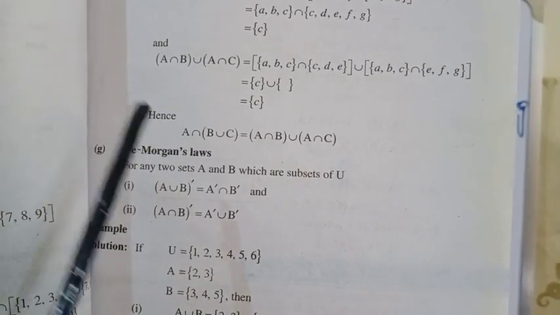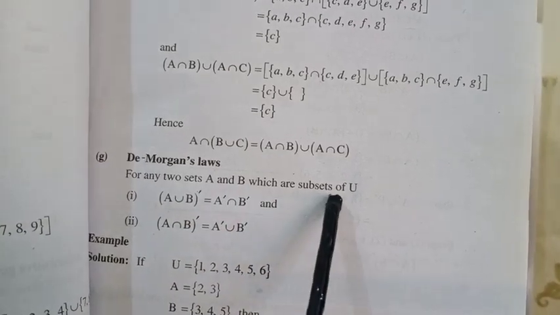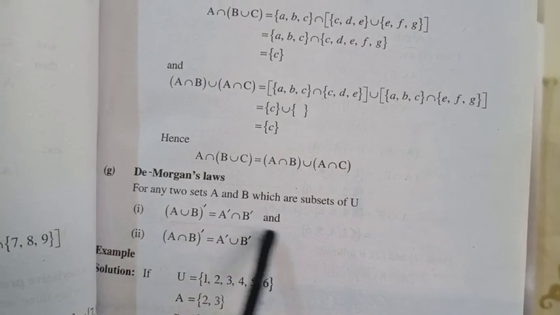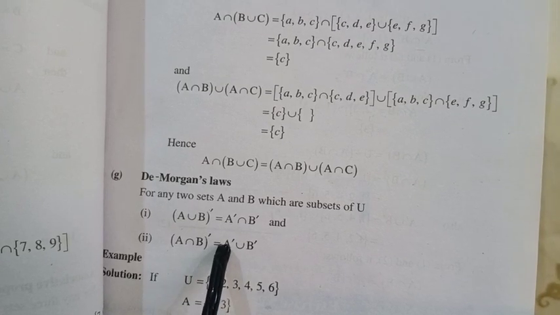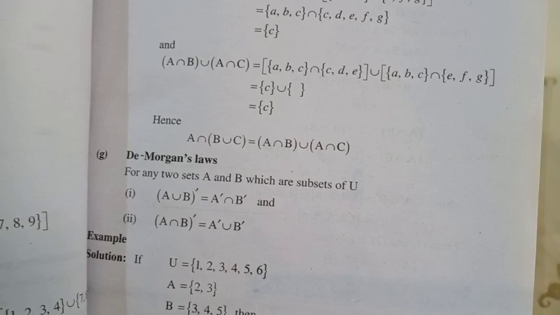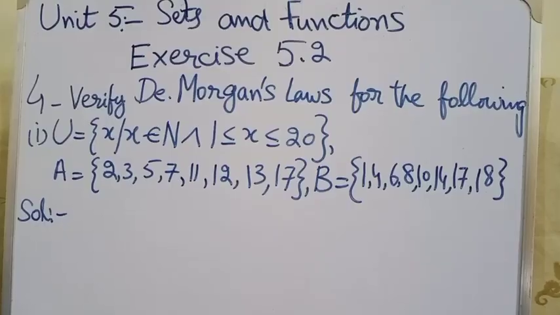We have De Morgan laws for any two sets A, B which are subsets of U. First, (A union B) whole complement is equal to A complement intersection B complement, and second law is (A intersection B) whole complement is equal to A complement union B complement. Now we have to solve these by given sets.